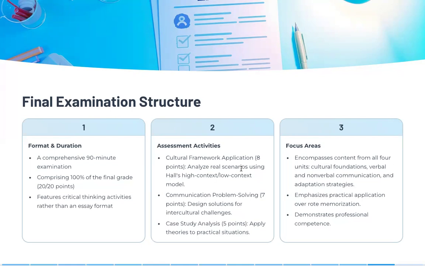The focus area here encompasses content from all 4 units, like culture, all the 4 units, and emphasizes practical application over rote memorization, and also it demonstrates the competence, professional competence or academic competence. What matters here is that students need to show critical thinking ability.